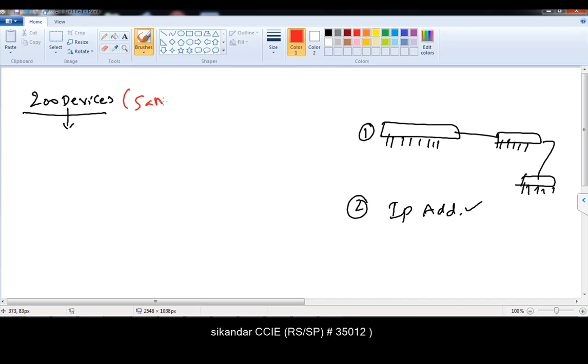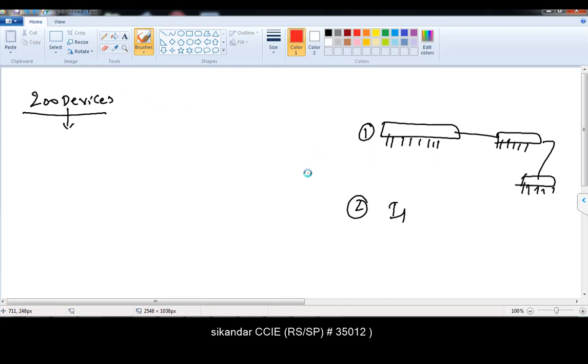Whenever we are designing this, you need to first identify the requirement. Now the requirement is, my manager wants all the 200 devices to be on the same network. Same network means they should be able to communicate physically. Physically they're on the same network, that's not a problem, but I want to make sure that these devices are also logically the same.